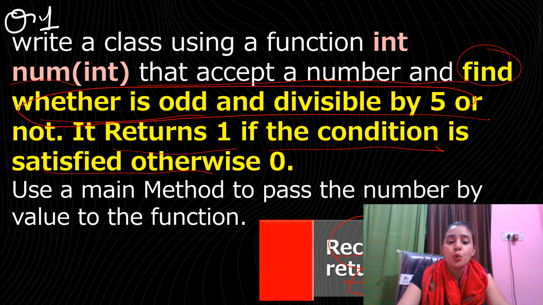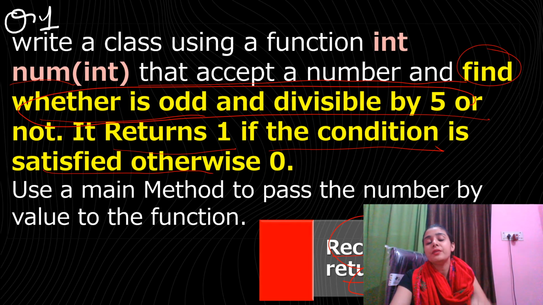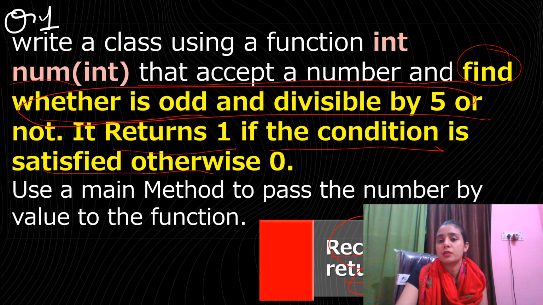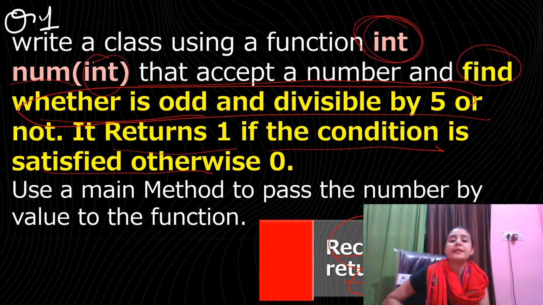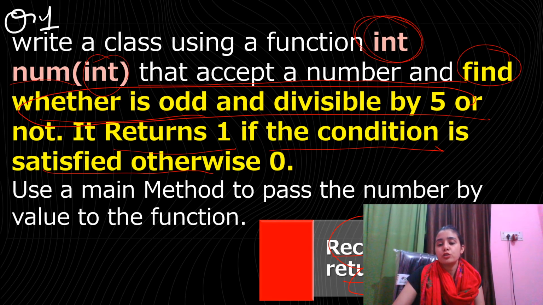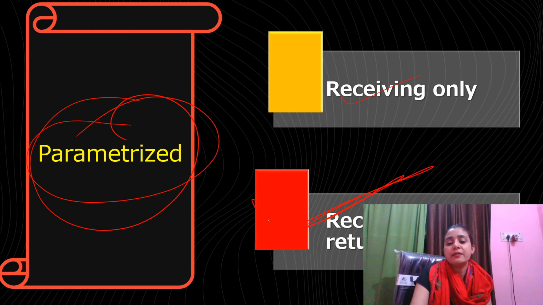Right? So use a main method to pass the number value to the function. So this function is receiving and returning both things. Receiving an integer type of value, and returning an integer type of value. So this is called my parameterized function, where it is receiving and returning both things, right?